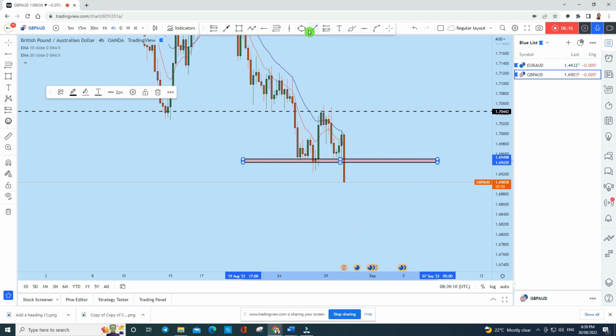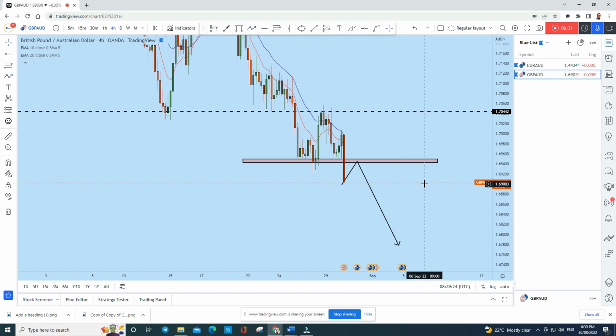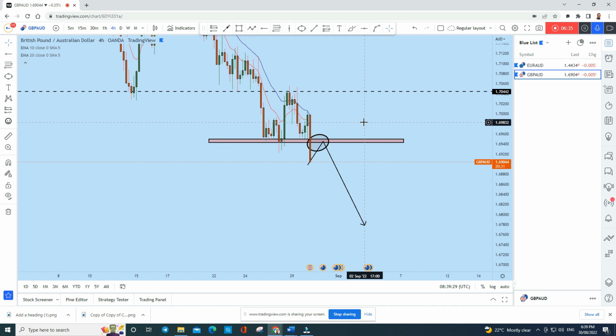to test this important zone, this neckline of this head and shoulders, this previous support zone here, this complete zone as resistance. On that retest, we can place a pending order according to the rules of our strategies from this zone for shorting GBP AUD with a high risk to reward ratio with our students.